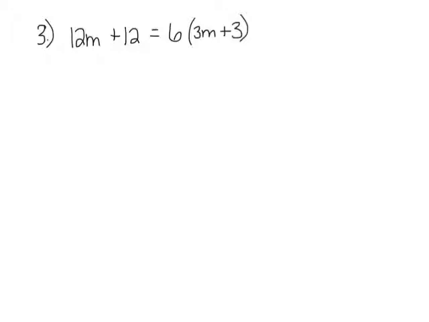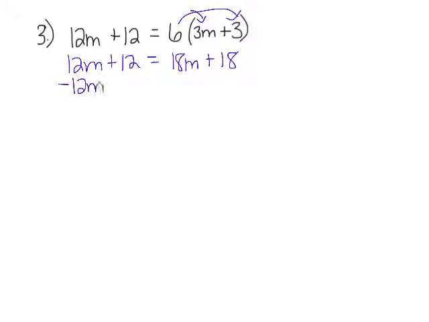For this example, I see that I have a term that I first need to distribute with. So we're going to distribute our 6. So I get 12m plus 12 equals 18m plus 18. And now I know that I can move any of my terms so that I can isolate my variables so that I could solve for m. So we'll subtract 12m from both sides. And it doesn't matter which term you choose first.